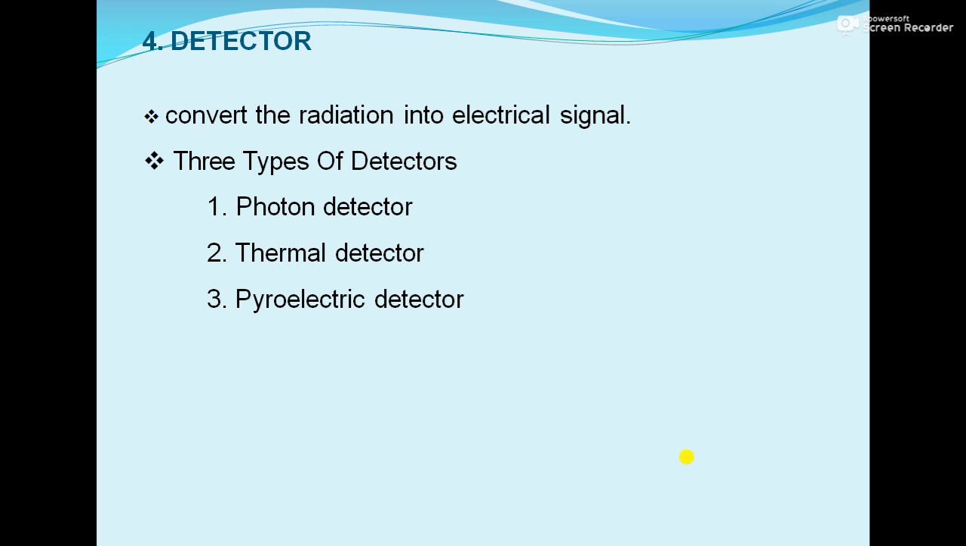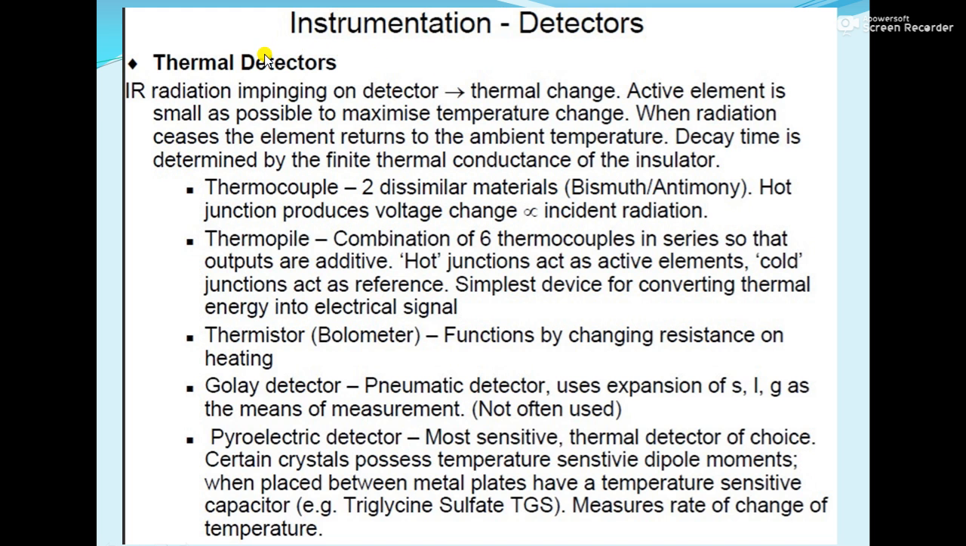Then next is the detector. So what is the role of the detector? The detector converts the radiation into an electrical signal. There are three types of detector: photon detector, thermal detector and pyroelectric detector. These are the three kinds of detector. Generally the thermal detector is used. For IR radiation, thermal detectors include the thermocouple, thermopile, thermistor, which is also known as bolometer, Golay detector, and pyroelectric detector. These can be used. Suppose we talk about the thermocouple.